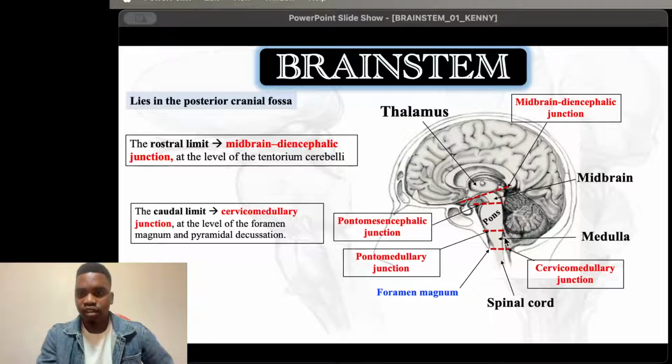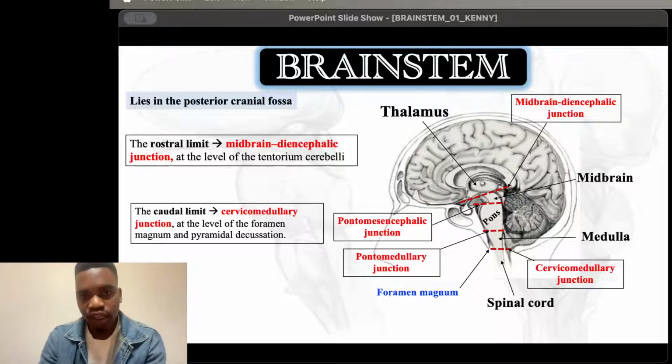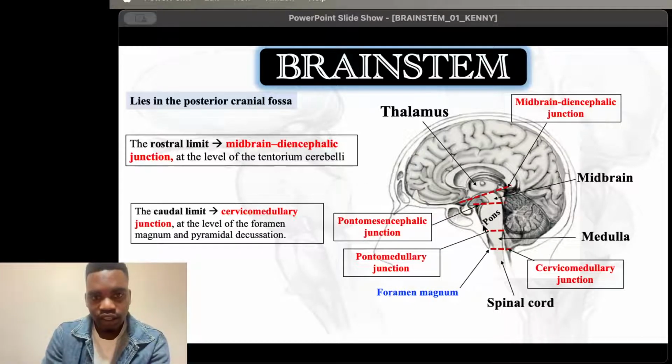And the junction between pons and medulla is known as the pontomedullary junction. So these are the landmark junctions that will help us to separate the parts of the brainstem. And just to mention, the brainstem lies in the posterior cranial fossa.